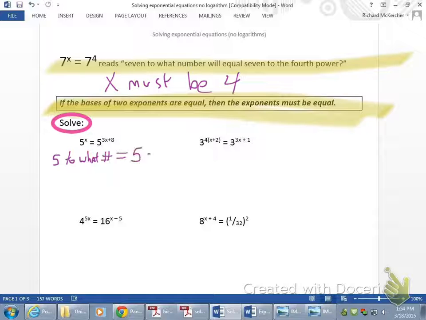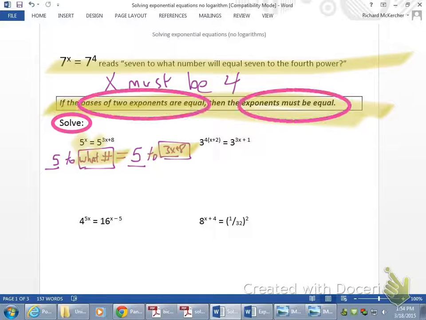Now, this is really what I'm saying out loud. I wouldn't ever really write that down. Out loud I'm thinking to myself, 5 to what number is equal to 5 to the 3x plus 8? Well, look, aren't the 5s the same? So if the 5s are the same bases, then the exponents must be equal, right? Like I said, I would never write that down, but I would write down x equals 3x plus 8. The two exponents have to be equal. And look, the 5 actually has nothing to do with it.